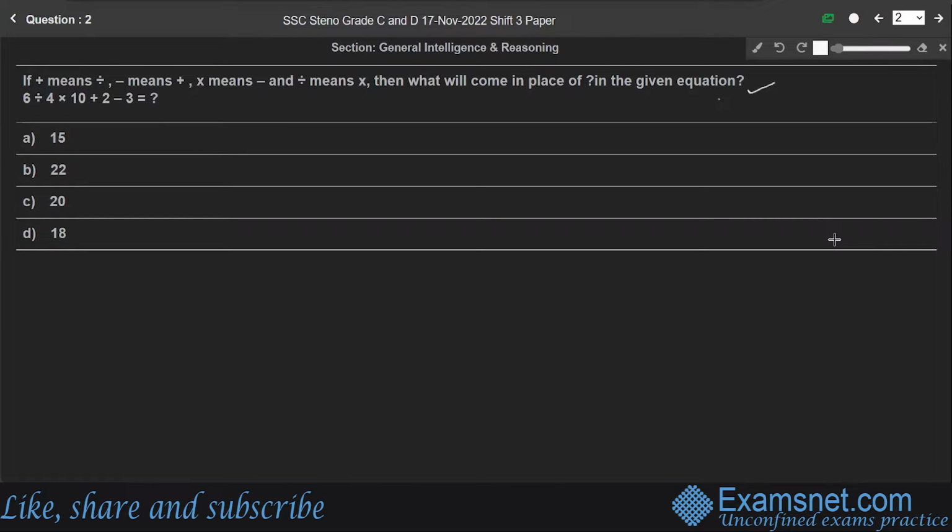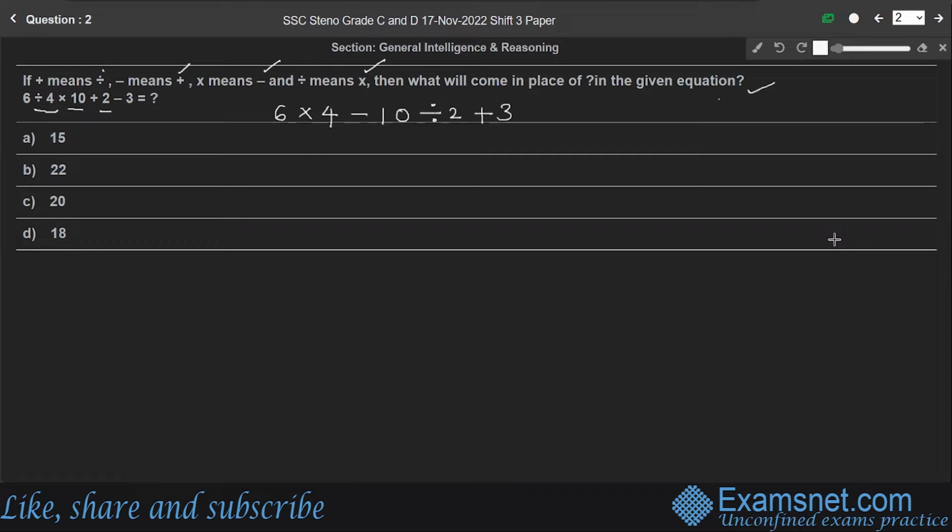Question number 2. If plus means division, minus means addition, into means minus, and division means into, then what will come in place of the given equation? So 6 divided by 4 becomes 6 into 4. Division means into, so it becomes 6 into 4 into 10. Into means minus, so it becomes minus 10 plus 2. Plus means divided by 2. Minus 3. Minus means plus, plus 3 is equal to.